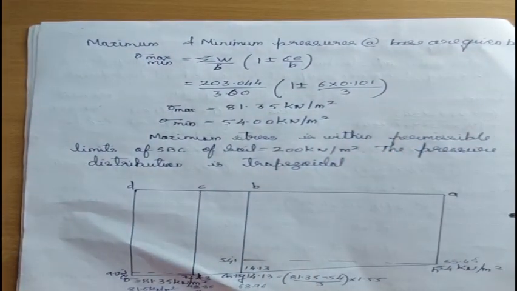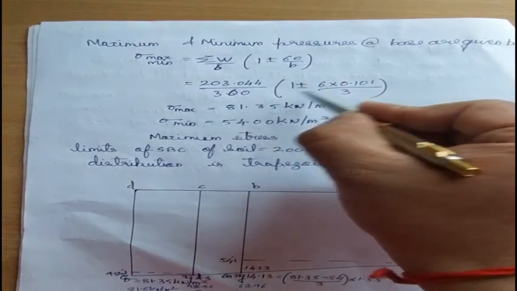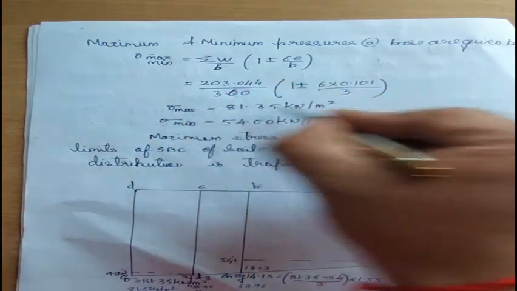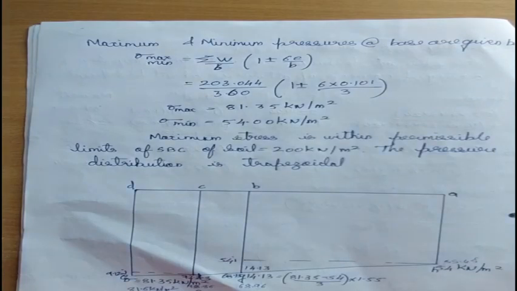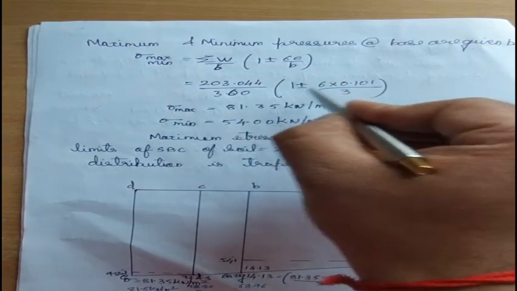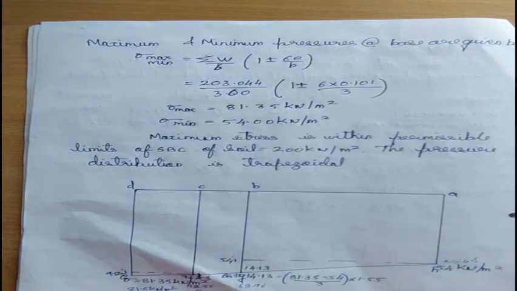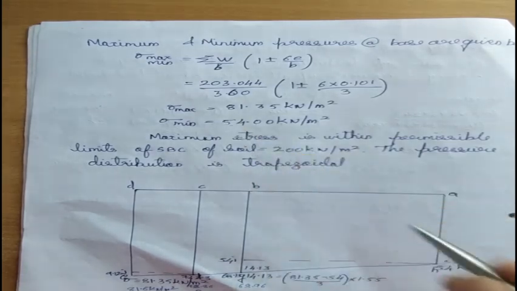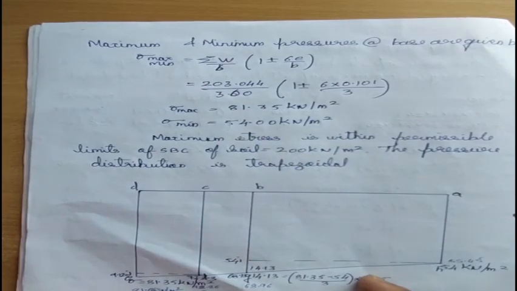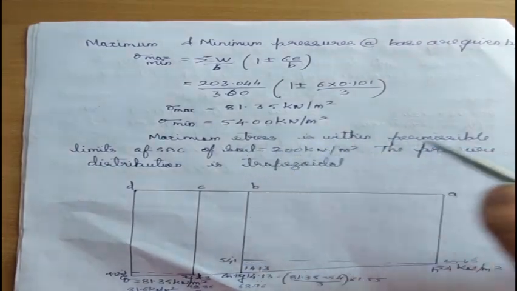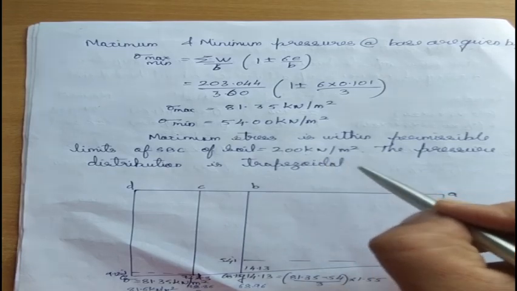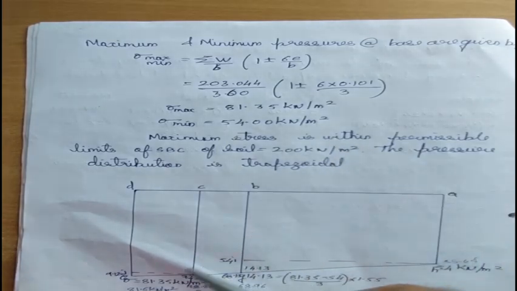Now if eccentricity is greater than B by 6, then we have to substitute the B by 6 value. Now, one for plus and one for minus. So, if I compute this with plus, I will get sigma max. If I compute this with minus, I will get minimum. So, pressure maximum. So, substituting as plus, I got 81.375 kilonewton per meter square and a minimum 54 kilonewton per meter square. So, minimum will act here 54 kilonewton and maximum will act here 81.35 kilonewton. Now, this is the maximum stress. So, maximum stress is within the limit of the SBC, which is 200. So, it is less than 200. The pressure distribution is trapezoidal.